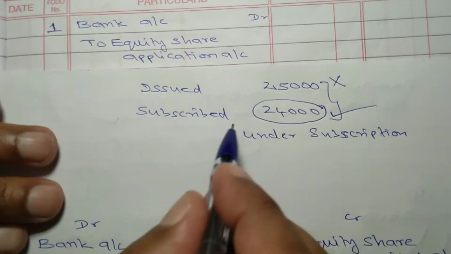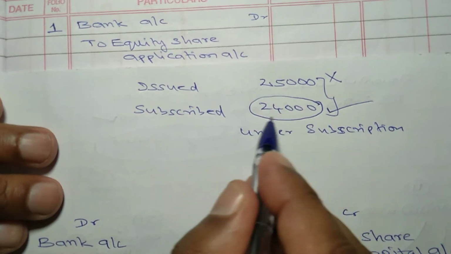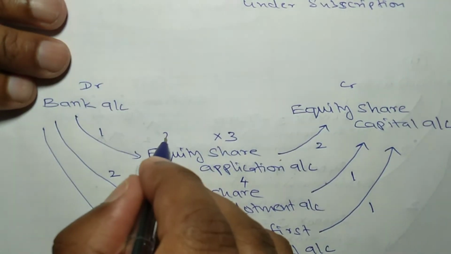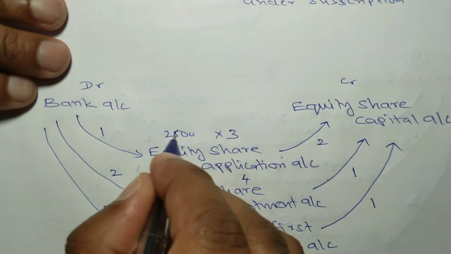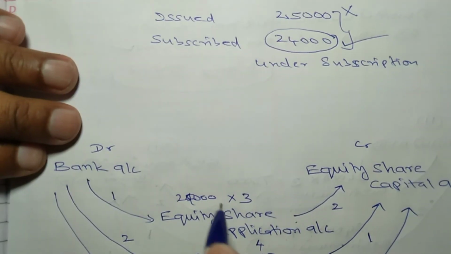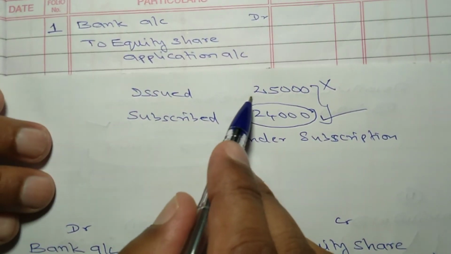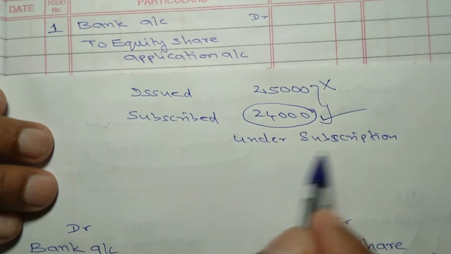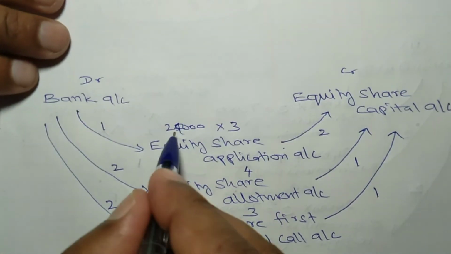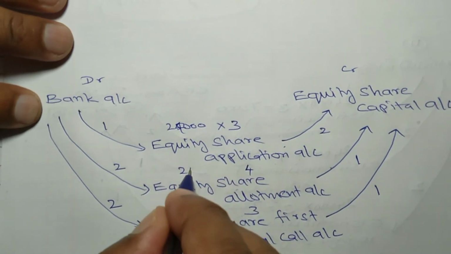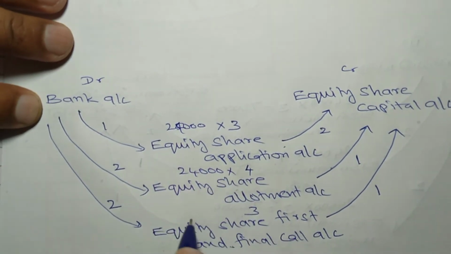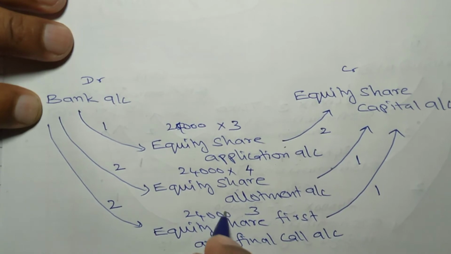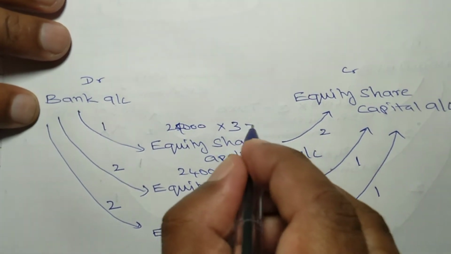You should take only how many shares are subscribed. That is 25,000 shares are subscribed. So write 25,000, so 24,000. Because it is under subscription, you should not take issued shares. Number of shares subscribed only you should take under subscription case. So 24,000 into 3. Similarly, here 24,000 into 4. Here 24,000 into 3. So multiply.